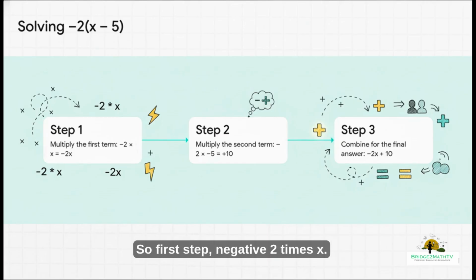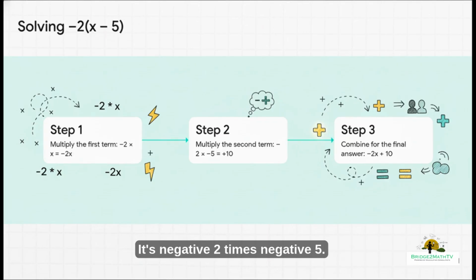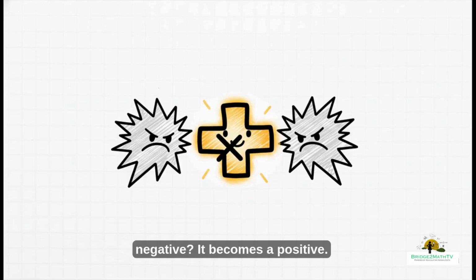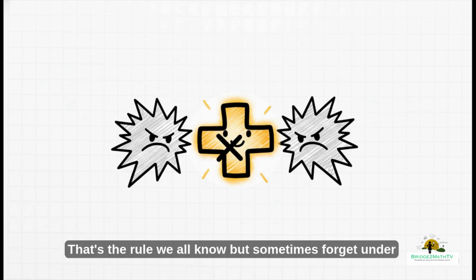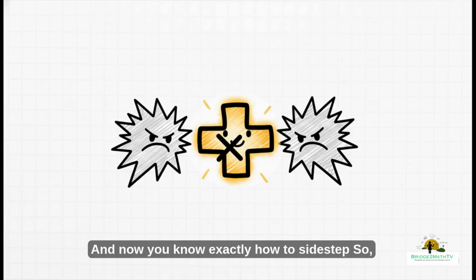So first step, -2 times x. That gives us -2x, no problem. Now, here's the tricky part. Pay close attention. It's -2 times -5. See that? Both are negative. And what happens when you multiply a negative by a negative? It becomes a positive. That's the rule we all know but sometimes forget under pressure. So -2 times -5 is positive 10. The sign just completely flipped. And boom! That's the trap, and now you know exactly how to sidestep it.